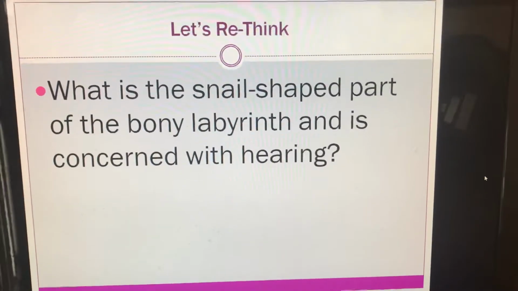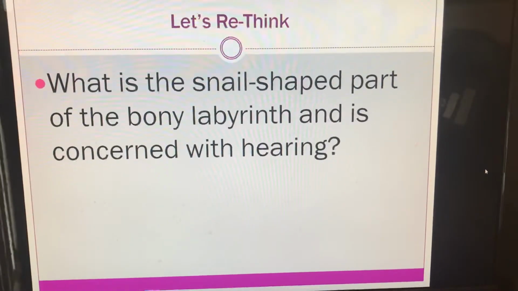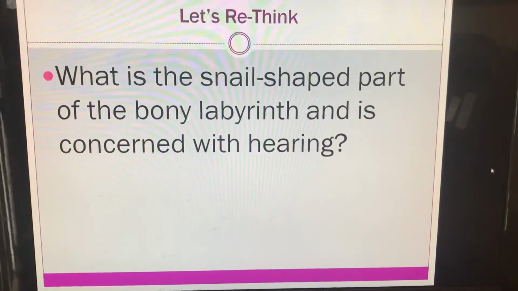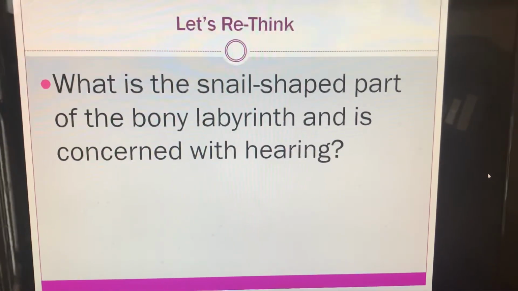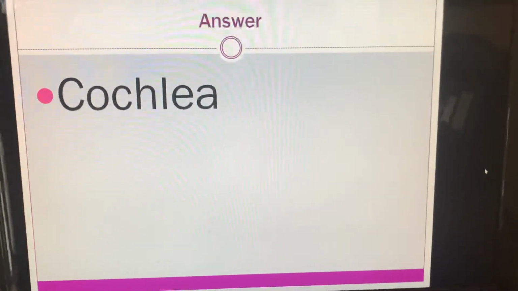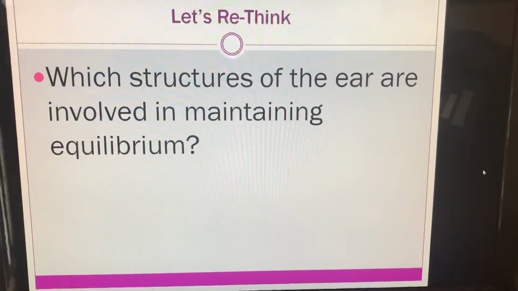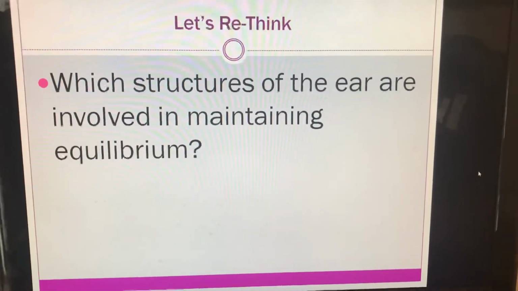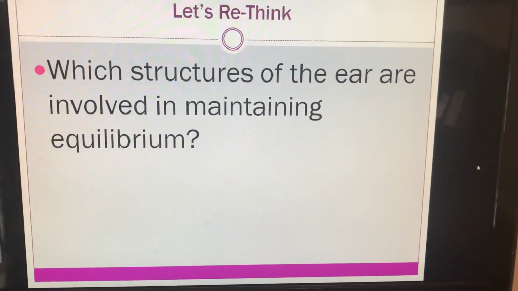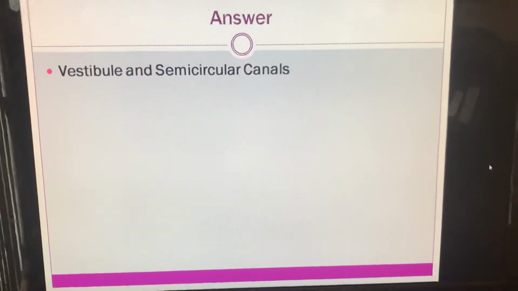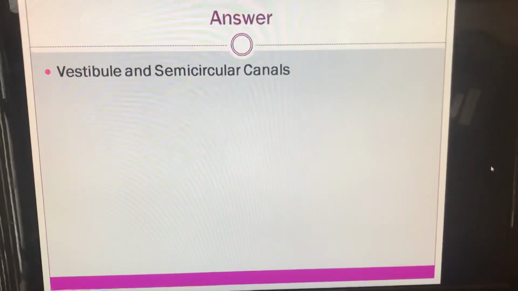What is the snail-shaped part of the bony labyrinth and is concerned with hearing? The cochlea. Which structures of the ear are involved in maintaining equilibrium? The vestibule and semicircular canals. So that's it.